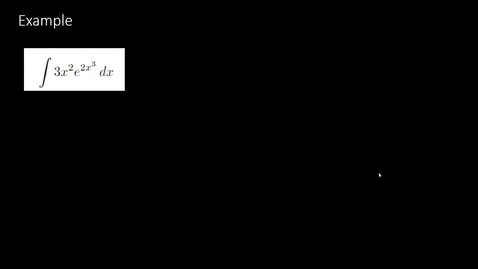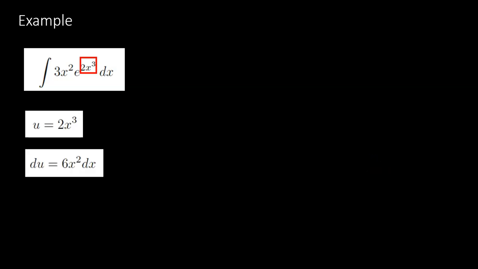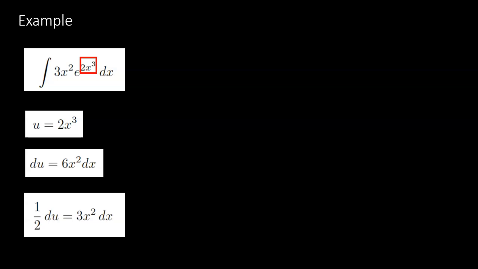Let's try this one, the integral of 3x squared e to the 2x cubed. Again, the stuff on the inside is that 2x cubed. It's inside the power of the e. And I'm going to ignore that 3x squared for right now. I will let u equal 2x cubed. The derivative is 6x squared dx. Now I don't have 6x squared dx, but I do have 3x squared dx. So I divide both sides by 2, then I have what I need to fill out my integral.